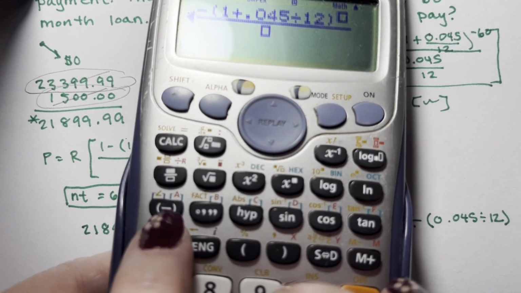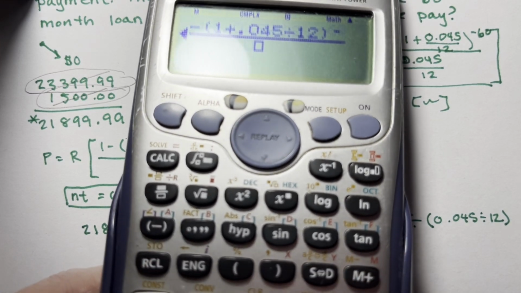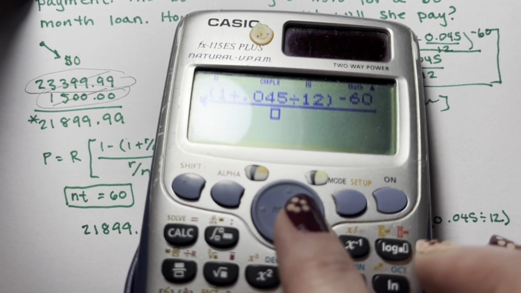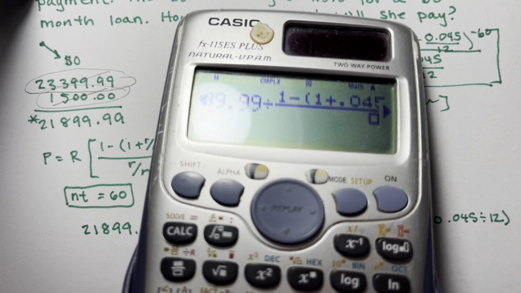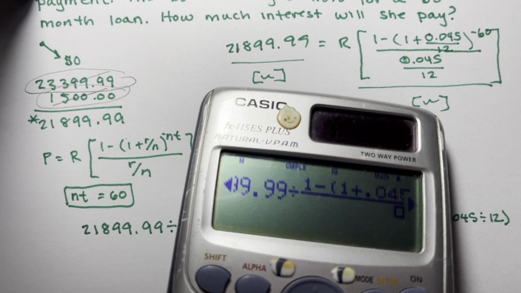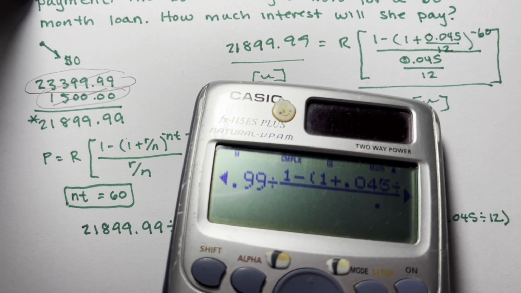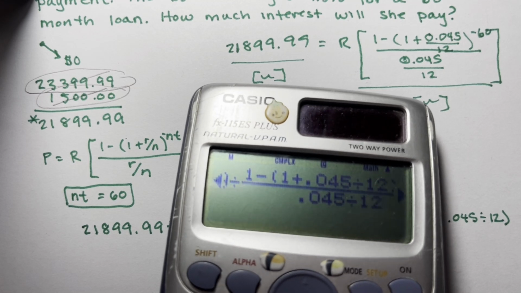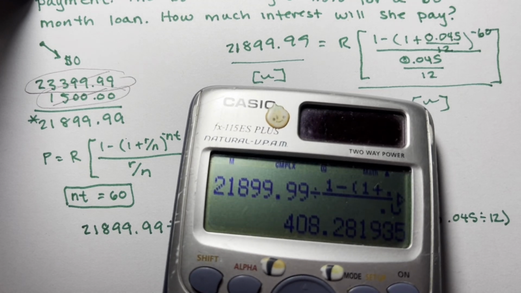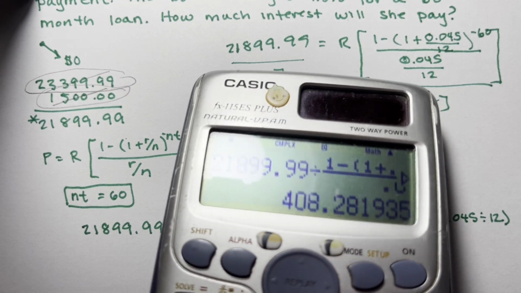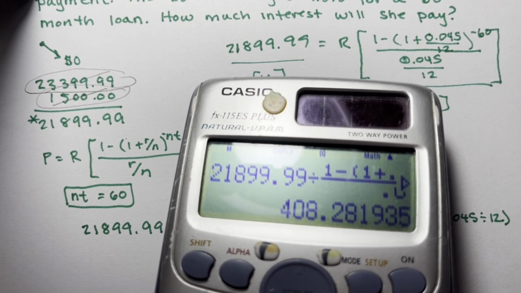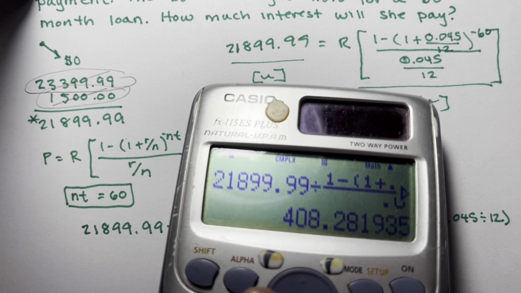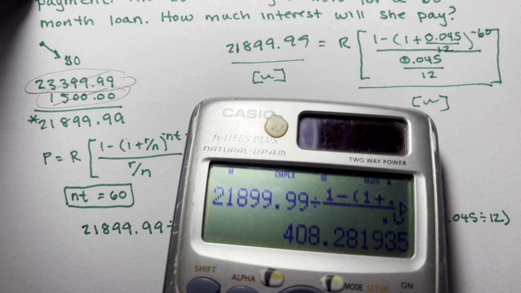There is a negative button right here, so I'm just going to hit -60. Then I'm going to arrow out of my exponent, arrow down into the denominator, put in the 0.045 divided by 12, and I'm going to get the answer of 408.28. I'm also not going to delete this out, because if I delete it out or do anything with it, I'm going to start getting rounding errors. So I'm leaving this in the calculator for the rest of my calculations.